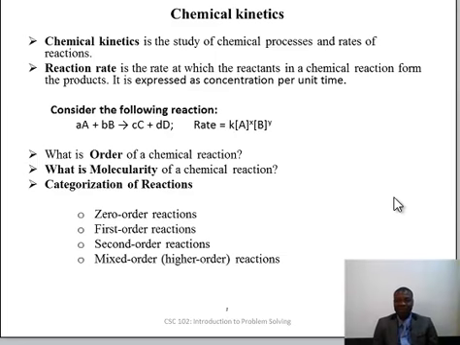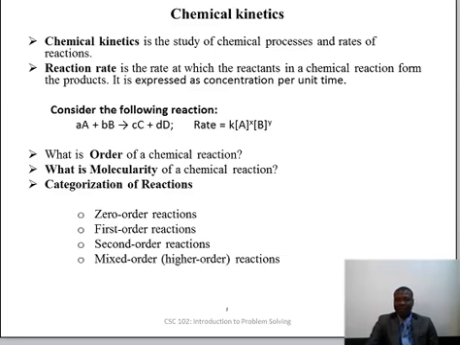On this basis, chemical reactions can be categorized into zero order, first order, second order, then mixed order or higher order. A zero order reaction has a constant rate, and the rate is independent of the concentration of the reactant. The rate law can be written as rate is equal to k. A first order reaction has a rate proportional to the concentration of one of the reactants. A common example of a first order reaction is the phenomenon of radioactive decay.